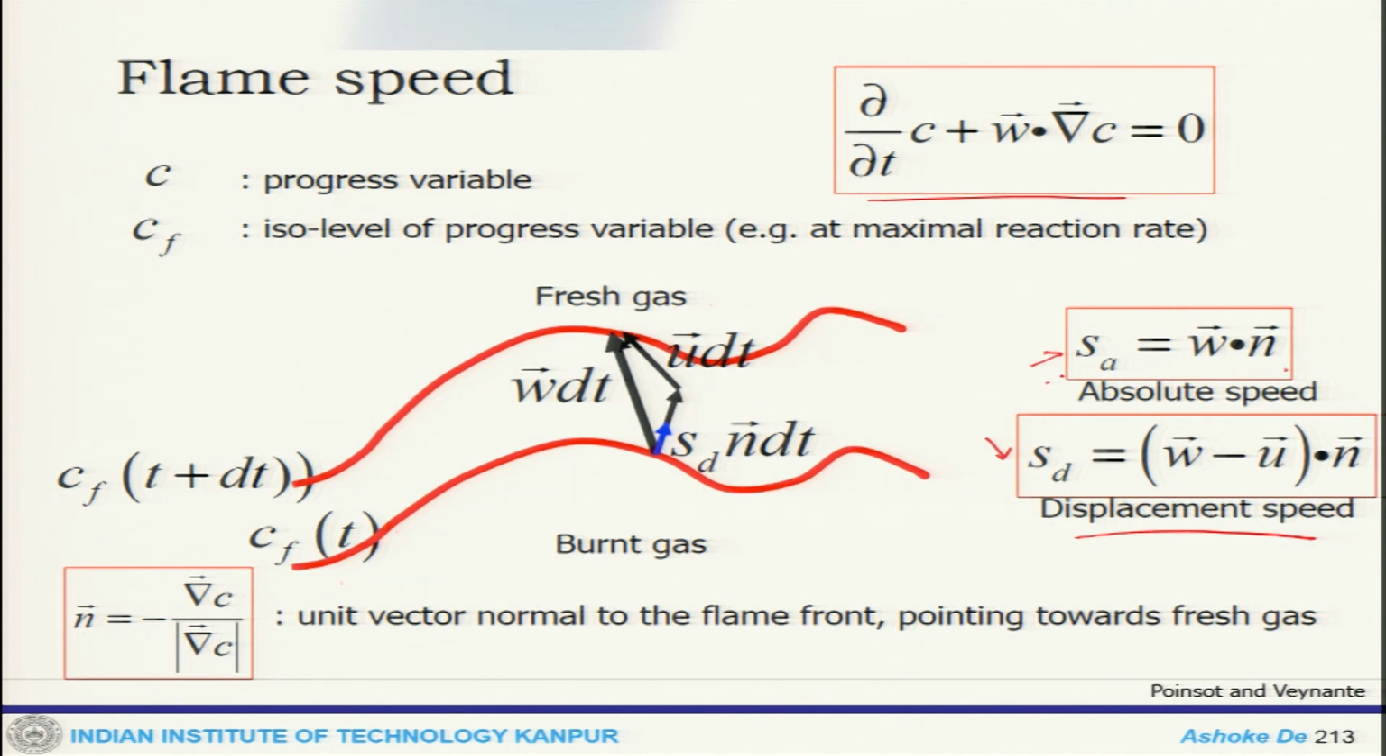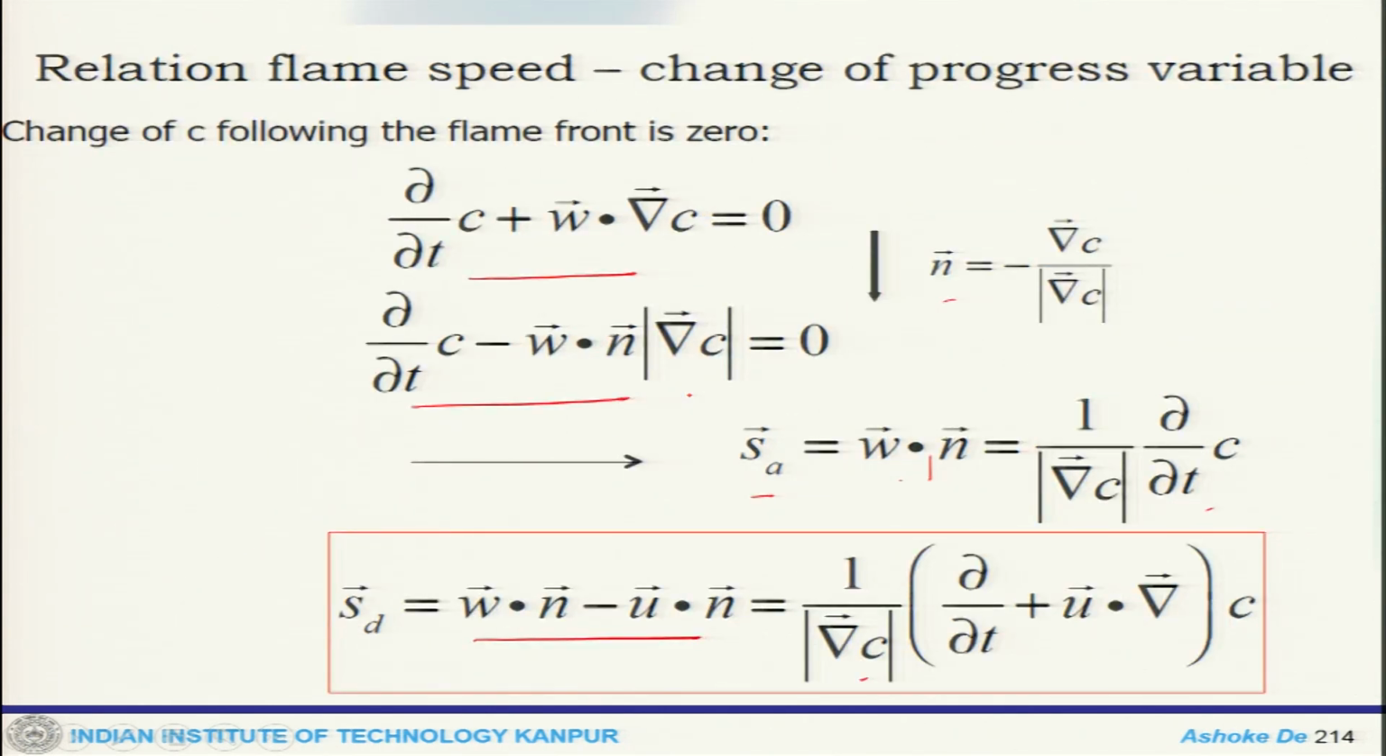This is at a time instant, and there are two more pieces of information one has to find out. One is the absolute speed, which is W dot n, another is the displacement speed. That means how this flame front displaces. So, this is what you get.